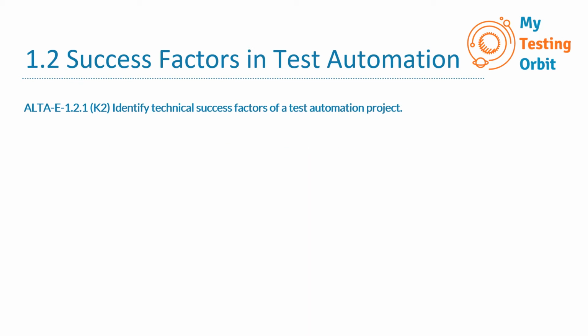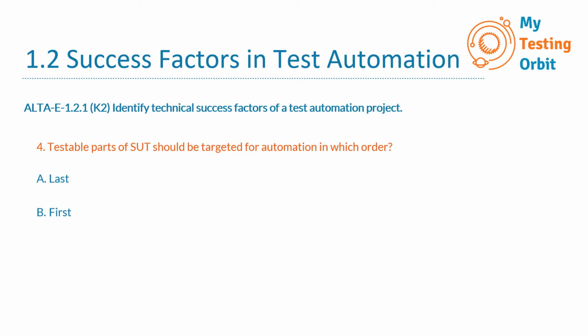Moving on, in the same learning objective, we have question number 4. Testable parts of SUT should be targeted for automation in which order? The options are A, last, B, first, and C, order doesn't matter.